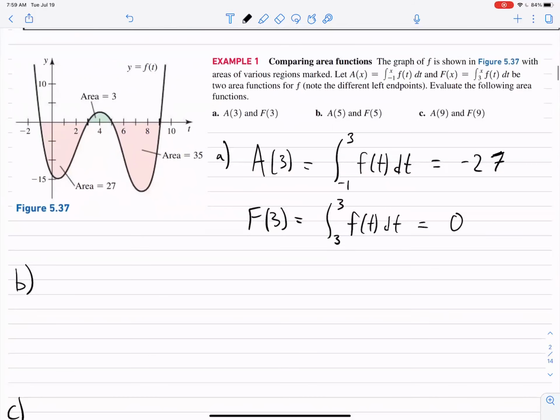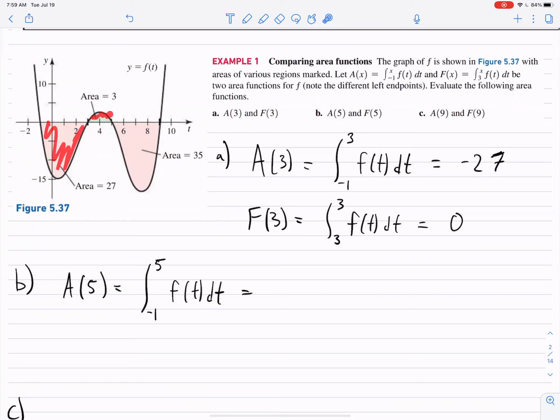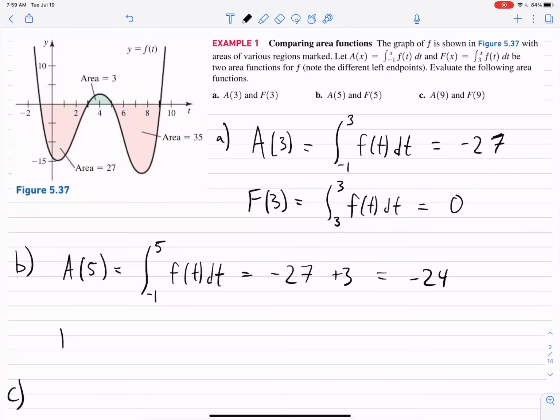A of 5 is the integral from -1 to 5 of f of t dt. And so that's going to be this area plus that area, so -27 plus 3, which is -24. And then capital F of 5 is equal to the integral from 3 to 5 of f of t dt, which is 3.